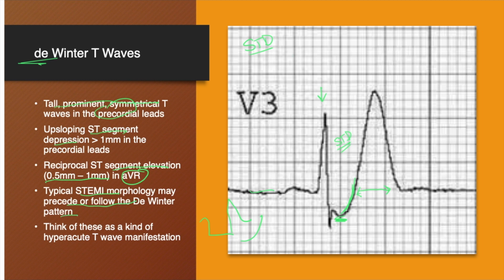So you may get ST elevation, and then that ST elevation changes to De Winter T waves, or you can get De Winter T waves that then transition to ST elevation. So these changes can be very dynamic, particularly if you have a very unstable plaque that's rupturing and causing little clots, and then those little clots are being dissolved or they're moving to other areas. You can have lots of dynamic changes, and that can be very concerning. So again, think of De Winter T waves as a kind of hyperacute T wave.